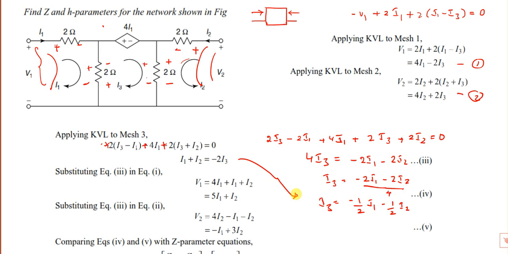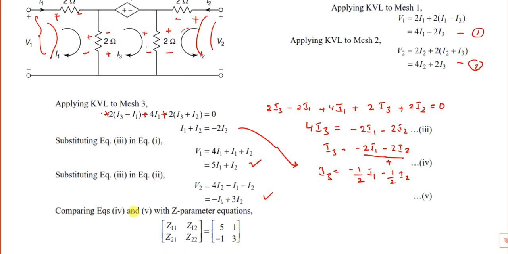You have to substitute this I3 value in equations number 1 and 2 which I wrote above. If you substitute, you will end up with V1 and V2 in terms of I1 and I2. Comparing with the standard equation, Z11 is 5, Z12 is 1, Z21 is minus 1, Z22 is 3. So these are the Z parameter equations.